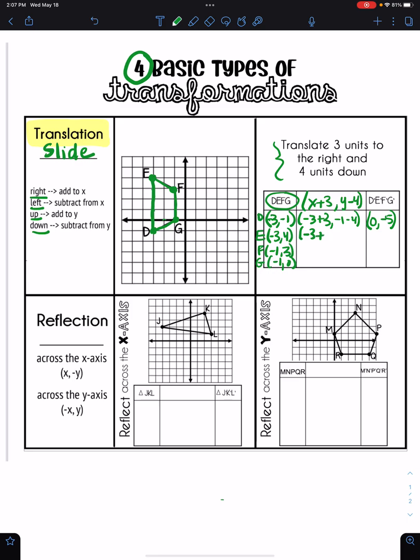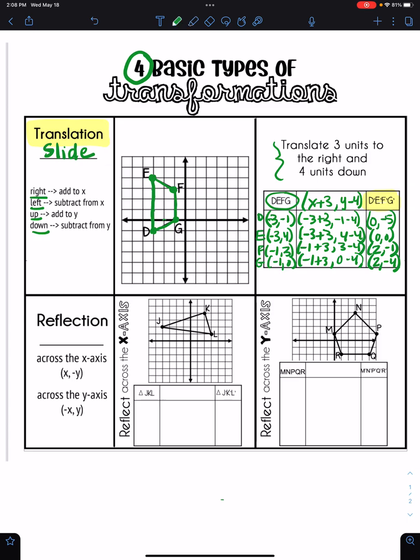So -3 plus 3, and then 4 minus 4 is going to give me 0, 0. Then I have -1 plus 3 and 3 minus 4 to give me 2, -1, and lastly -1 plus 3 and 0 minus 4. So I'm going to get 2 and -4. Right here we have the points of our new shape. These little apostrophe looking things, I've always said those as D prime, E prime, F prime, G prime. It's like the new points of the new translated shape.